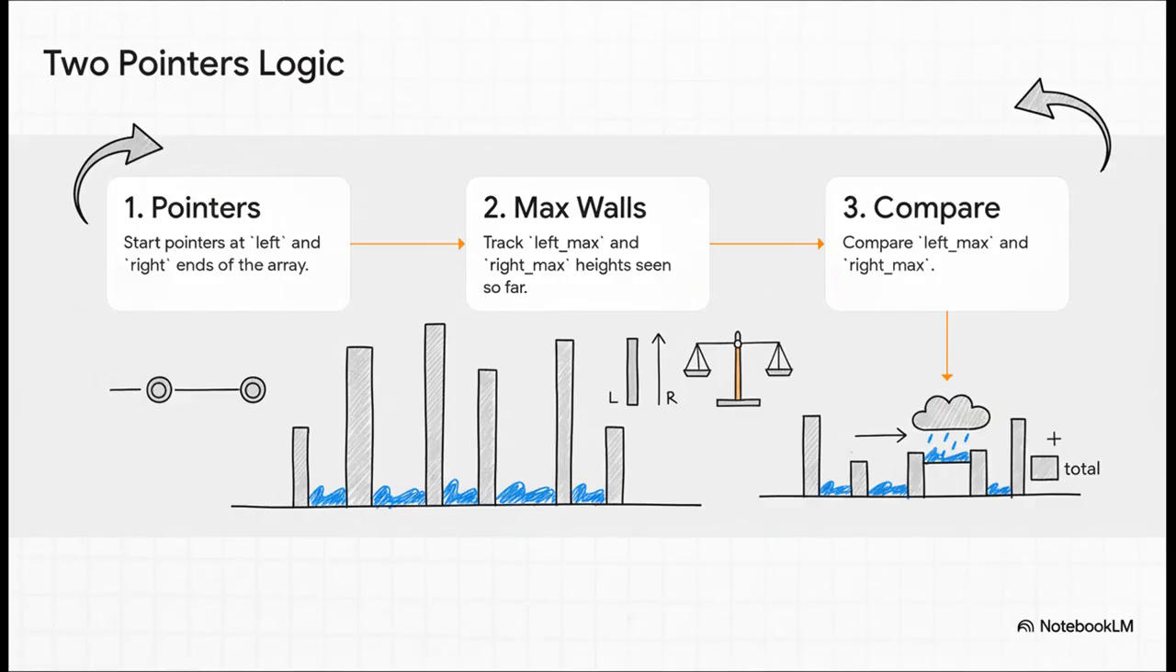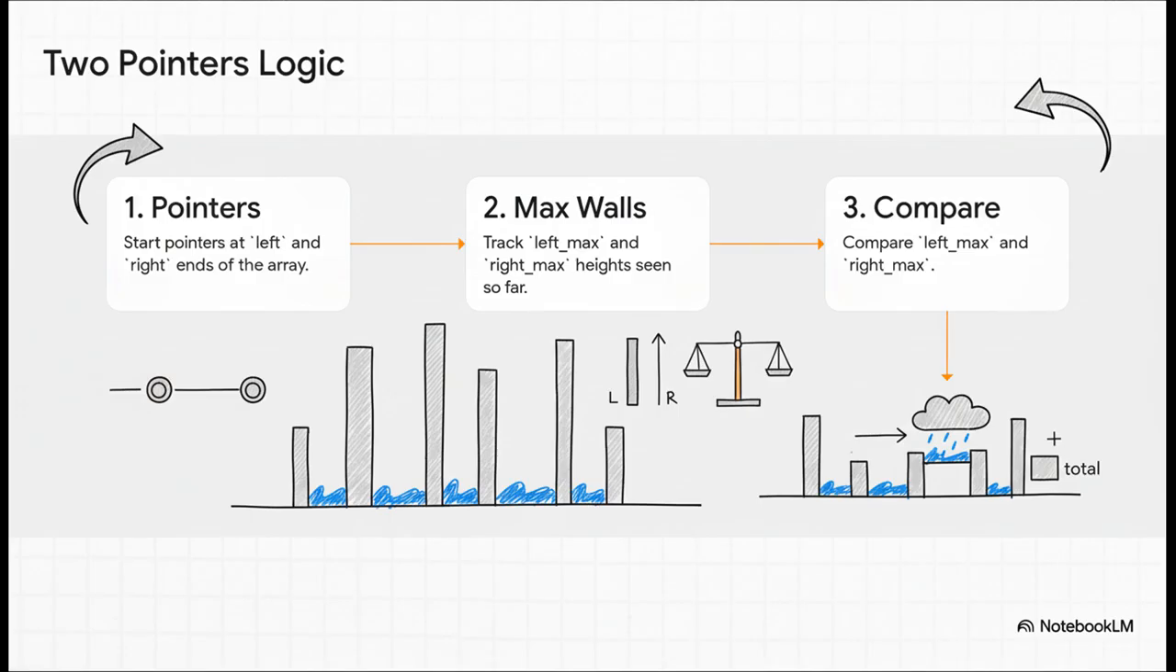All right, let's walk through this. It's super clever. We start with 2 pointers, one at the very beginning of the array, left, and one at the very end, right. We also keep track of the tallest wall we've seen so far from the left. Let's call it left max, and the tallest from the right, right max. Now, at every single step, we ask a simple question. Which of my max walls is shorter? Let's say left max is the shorter one. This is the magic insight.